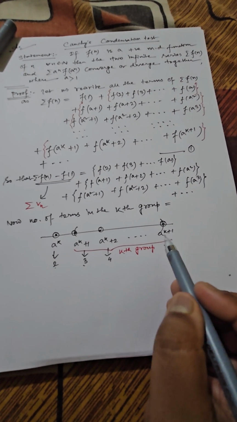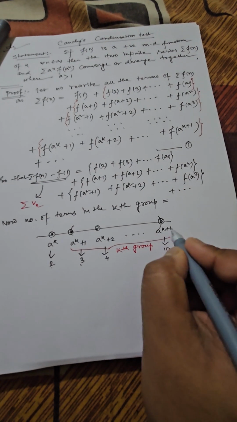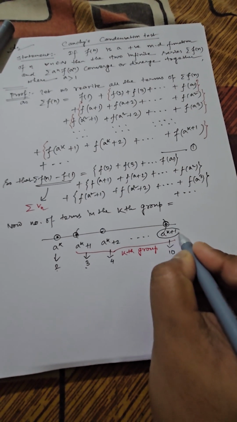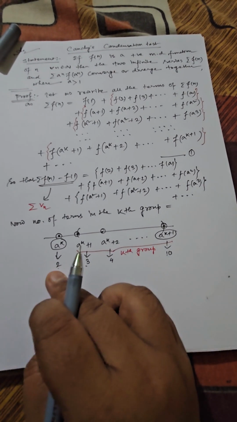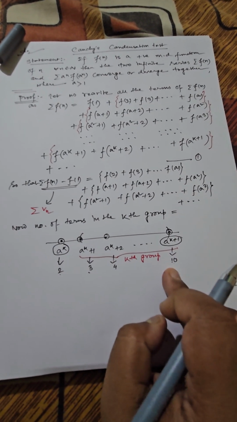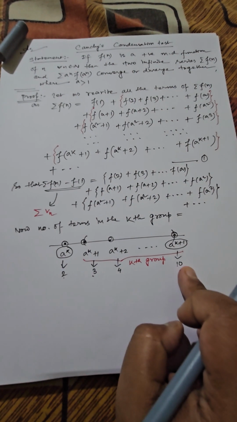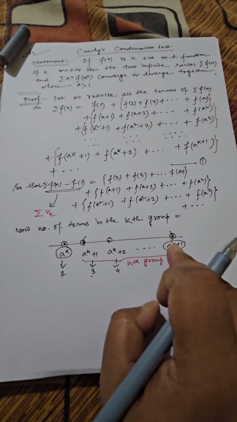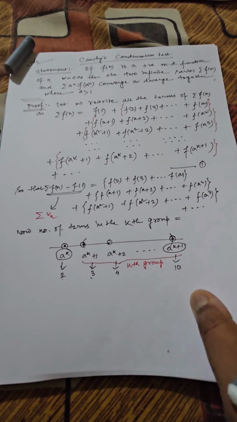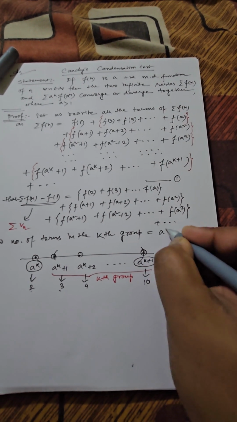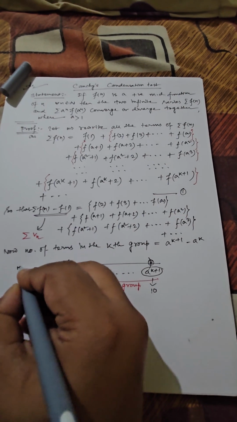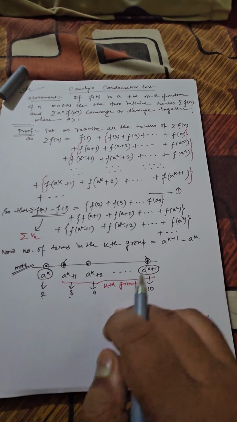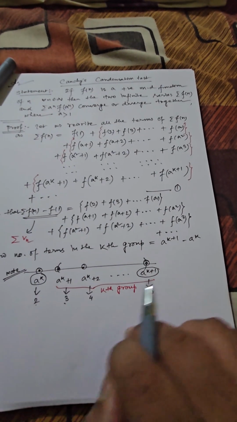So practically we can say the total number of terms can be obtained by considering the last term minus this one. That means if you want to find the total number of terms, it will be 8. That can be done by taking 10 minus 2. So in the case of the kth group, we can say the total number of terms will be a to the power k plus 1 minus a to the power k. You need not write this in the original proof of the theorem, but remember this technique.